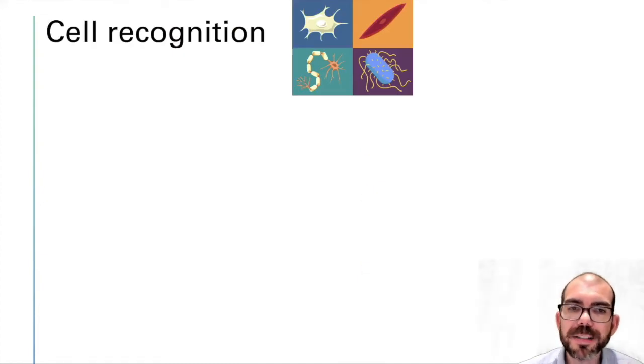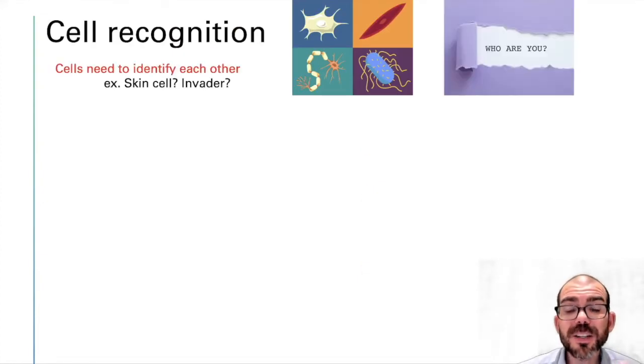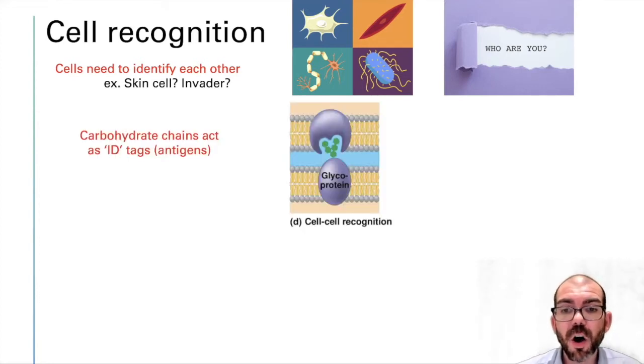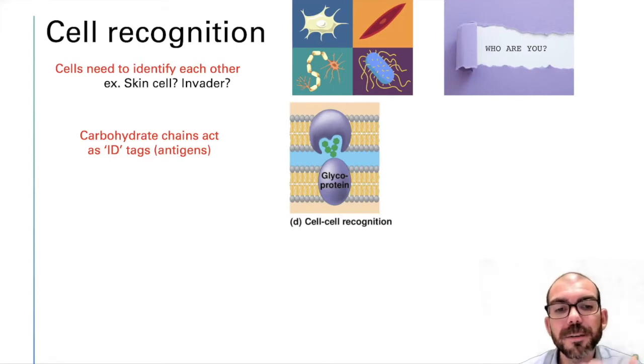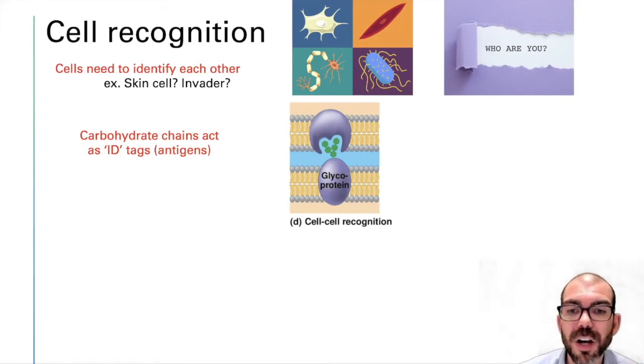A little more about cell recognition. Cells need to be able to identify each other. Your immune system needs to know, is this just a healthy skin cell, or is this an invader that needs to be destroyed so you don't get sick? To do that, there are carbohydrate chains that we call antigens that are attached to proteins on the cell membrane. This is how different cells are going to be able to recognize each other. Is this a friendly cell, or is this a bacteria or a virus that needs to be destroyed?